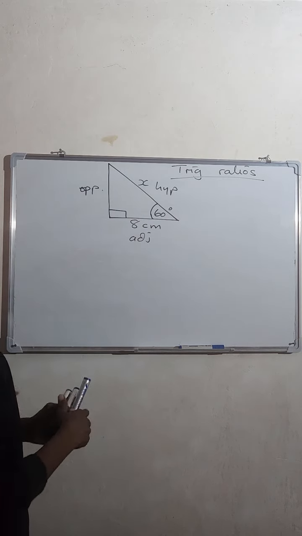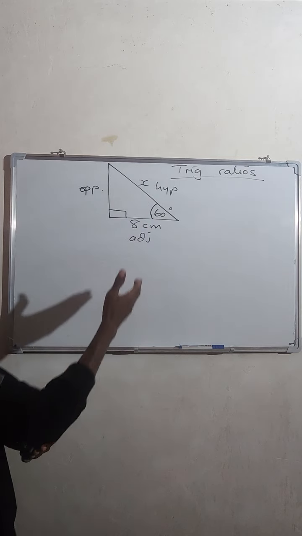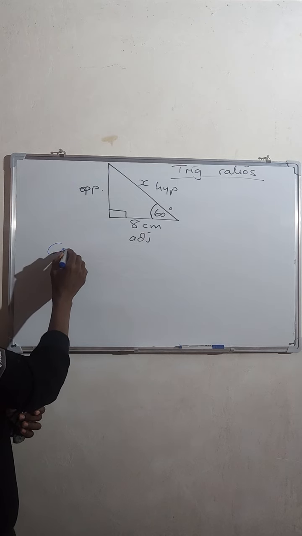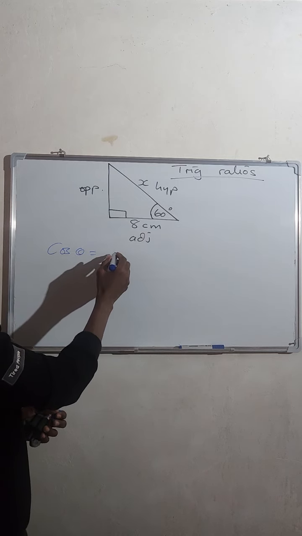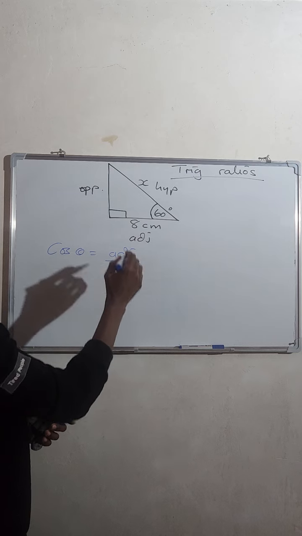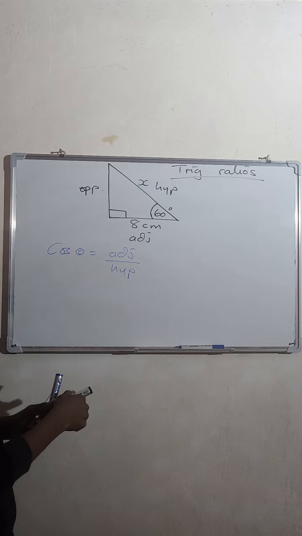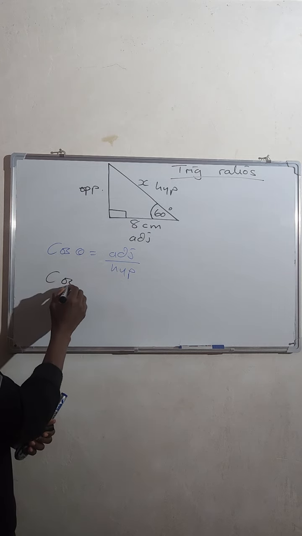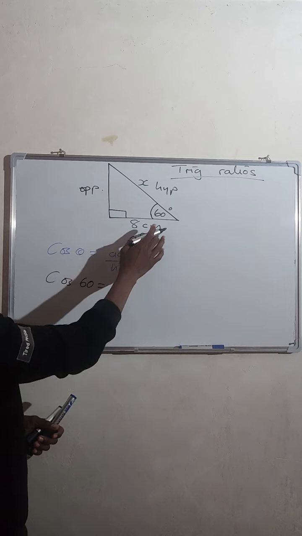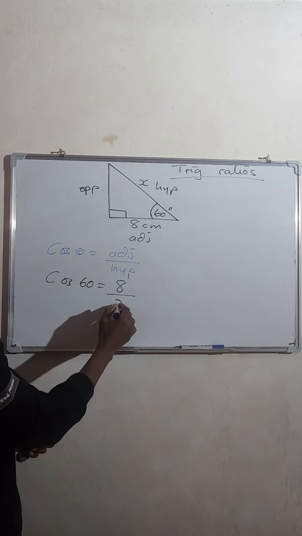So in this case, we want to find the hypotenuse and we are given the adjacent. So the only formula that uses the hypotenuse and the adjacent, or the ratio, is cosine. That is, cos theta is equal to adjacent over hypotenuse, right? So if cosine of theta is equal to adjacent over hypotenuse, then the cosine of this angle 60 degrees is equal to our adjacent 8 over hypotenuse, that is x.